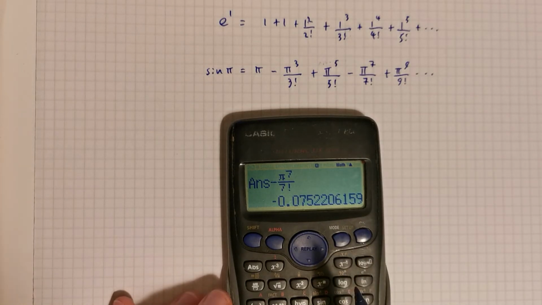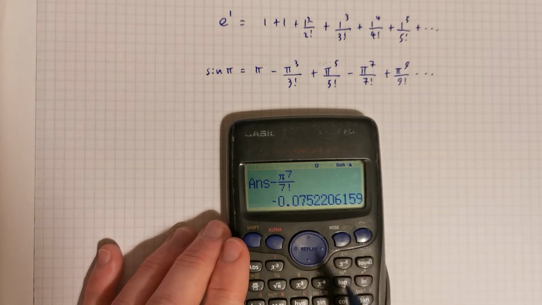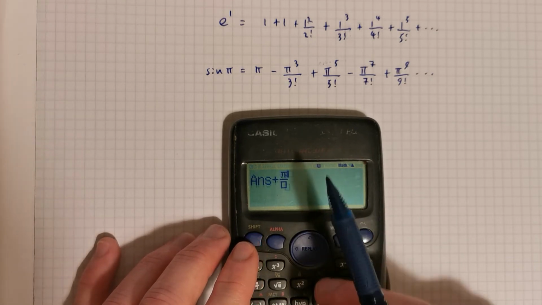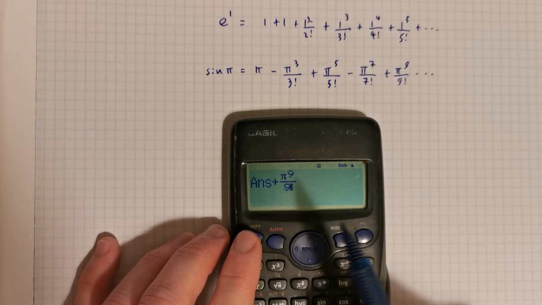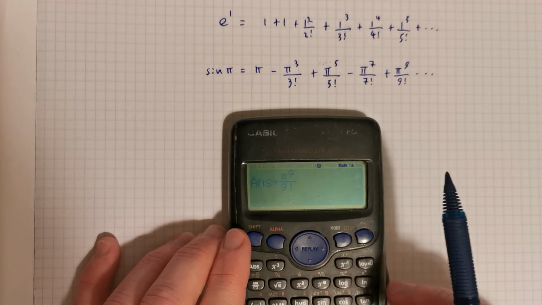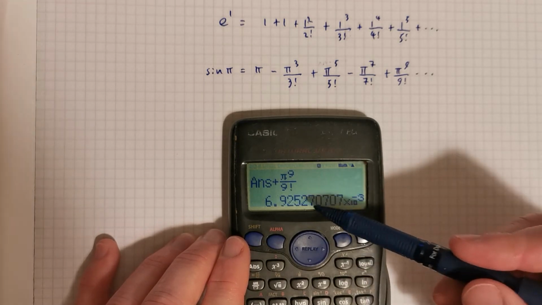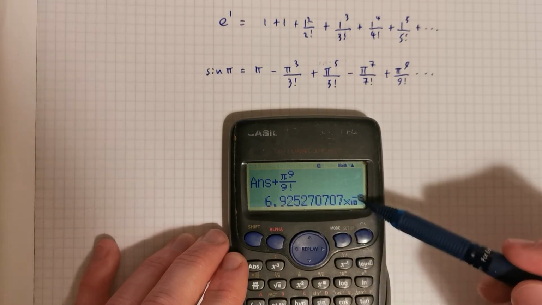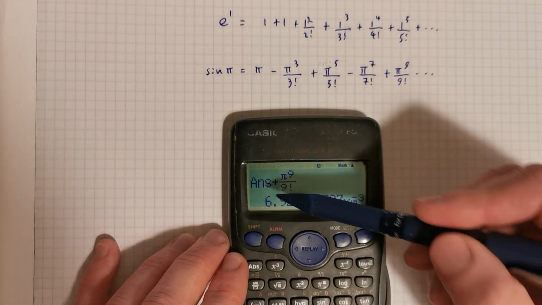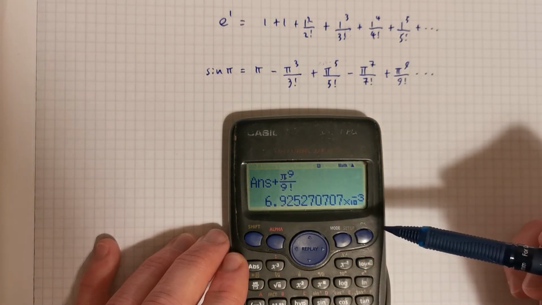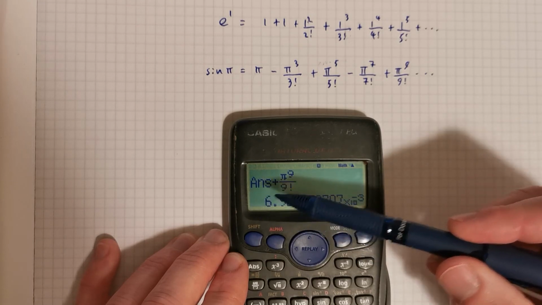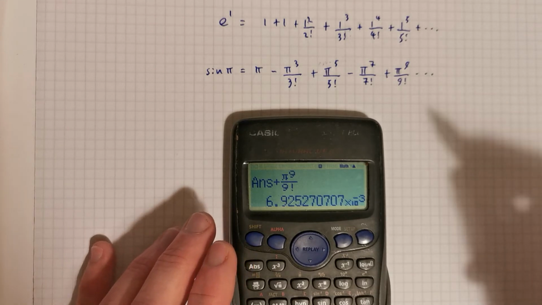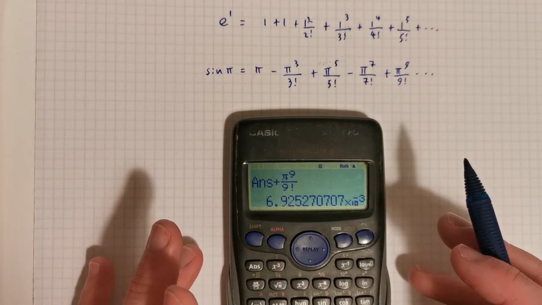If we add in one more, let's just add in pi to the power of 9 over 9 factorial. Now we've got that. That's 0.0069. That's 10 to the power of negative 3, which means move the decimal 3 to the left and rewrite it. 0.0069. So correct to 2 decimal places now. And again, you see these things will work.